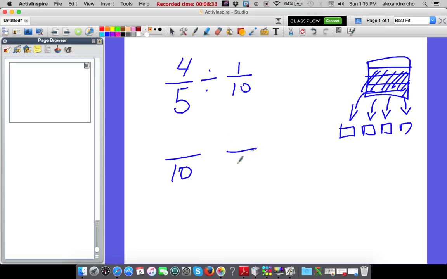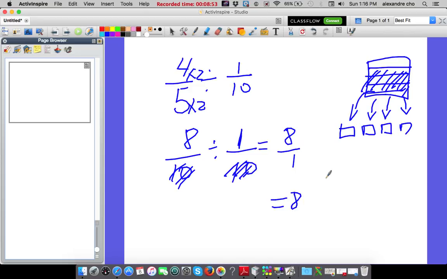LCM is 10. This one stays. This one has to change, times 2. On top, times 2, which gives us 8. Very easy. All right, now write it as a fraction. 8 over 1. You can just cross this out, I forgot to tell you, because the units are the same. So how many times can 1 go into 8? Or 8 divided by 1 is simply 8. So how many little bags can we make? We can make 8.